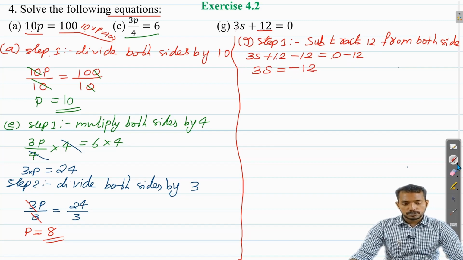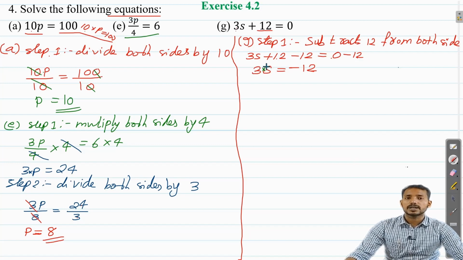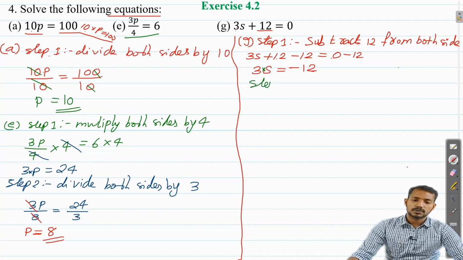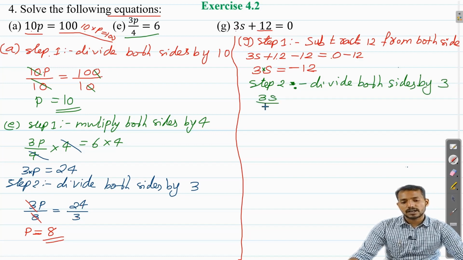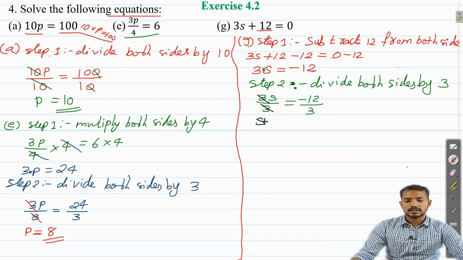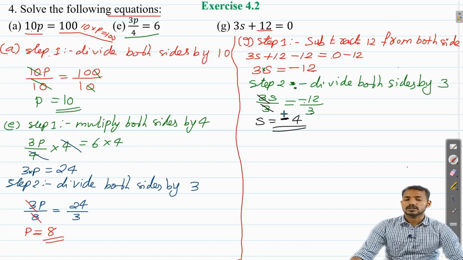Now step 2. In step 2 what we need to do? This 3 should be separated from this s. That means 3 into s, 3 is multiplied to s. So in step 2, divide both the sides by 3. We will get 3s divided by 3, which is equal to minus 12 by 3. That is, 3 and 3 cancelled. s is equal to minus 12 divided by 3, which is 4. So s is equal to minus 4. That is the solution of this equation.